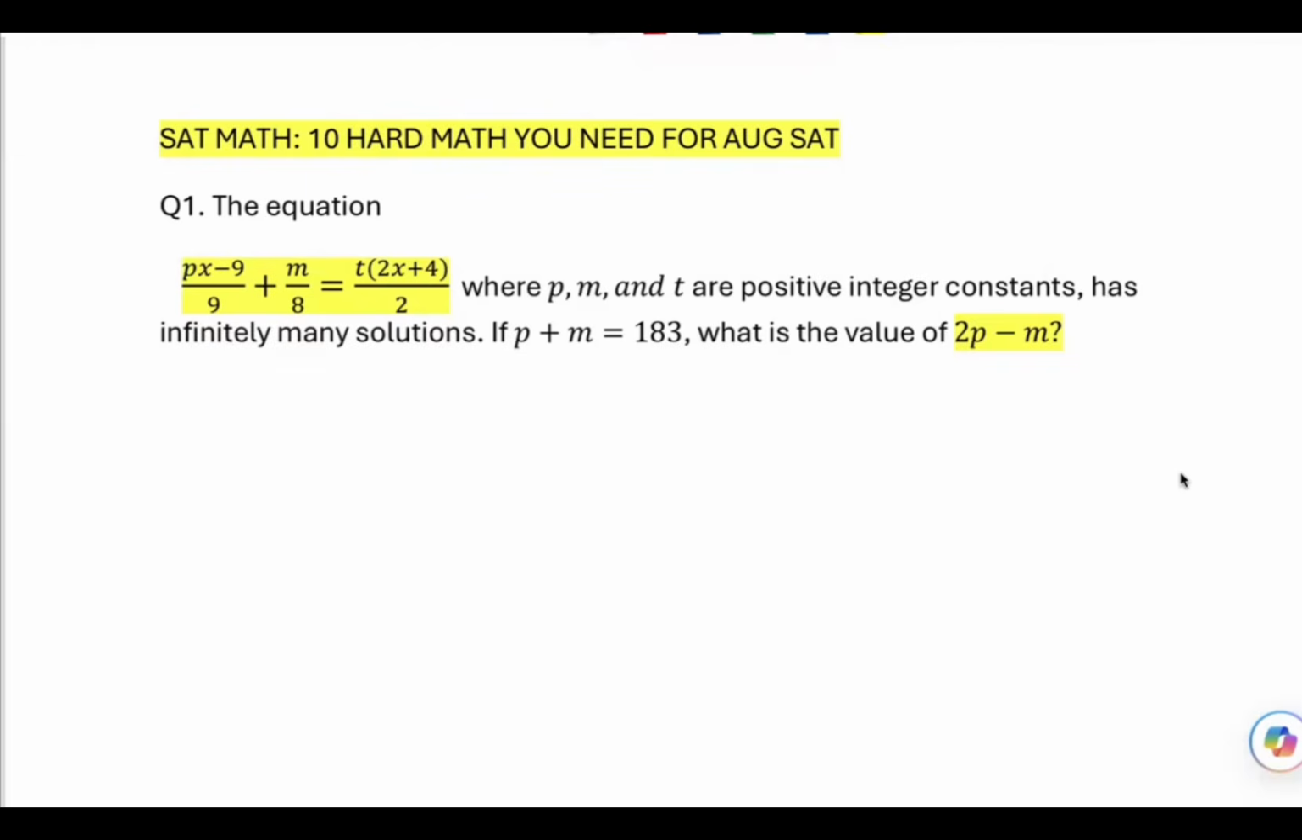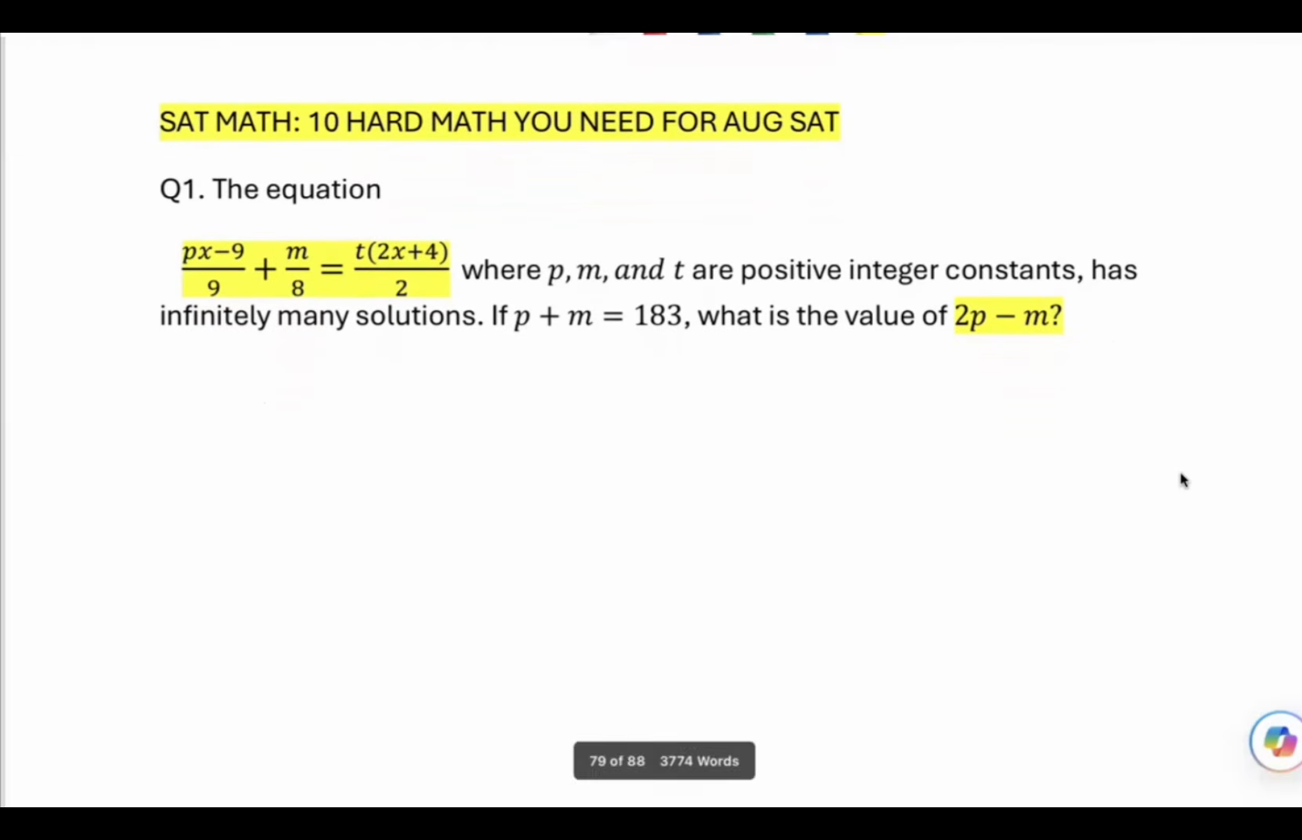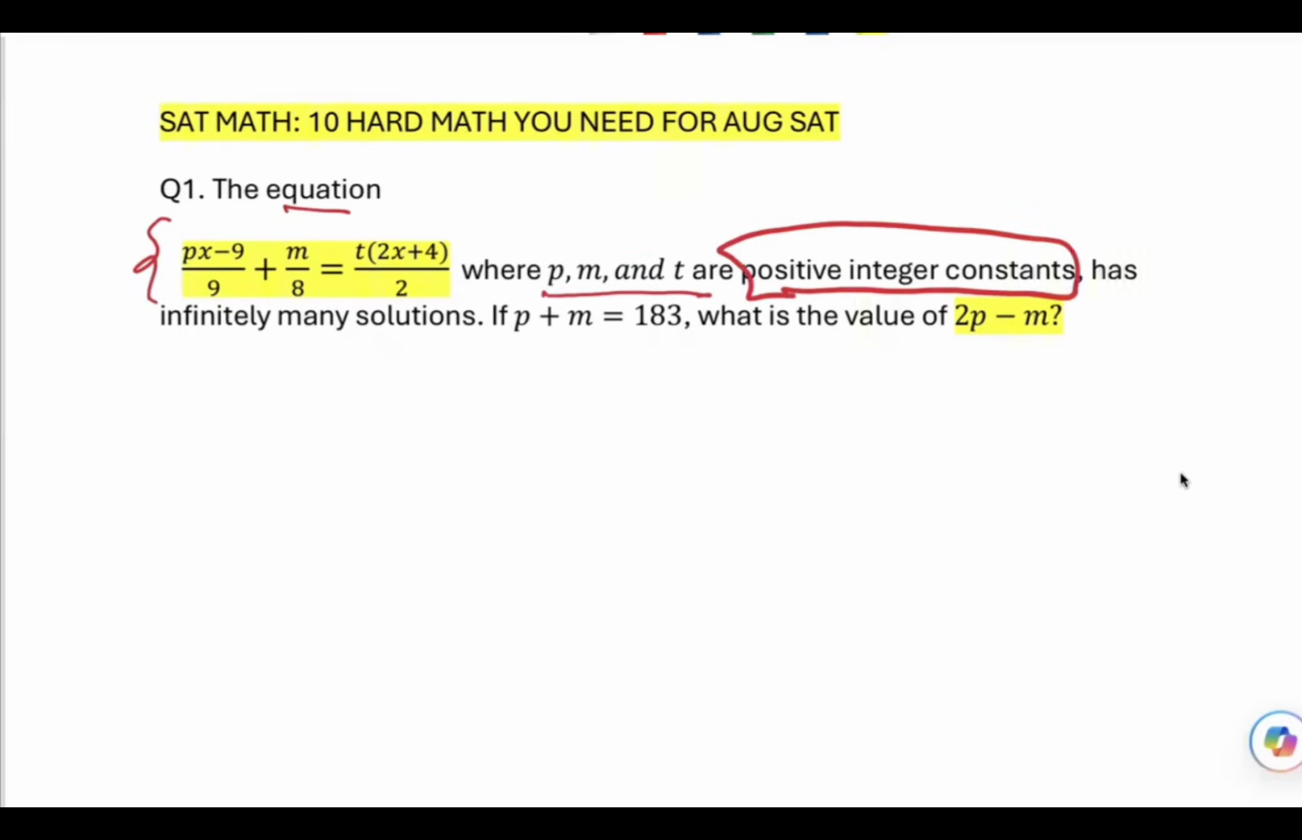First question. As you can see, this is normally tested. It looks complicated, but it's straightforward. This equation, where all these constants are positive integers, knowing what to do with the question is 50%. This is key, don't forget: it has infinitely many solutions. Another second point in the question: I've given you an expression, p plus m is equal to 183. That means you have to use it. When you're finished, solve this for me.